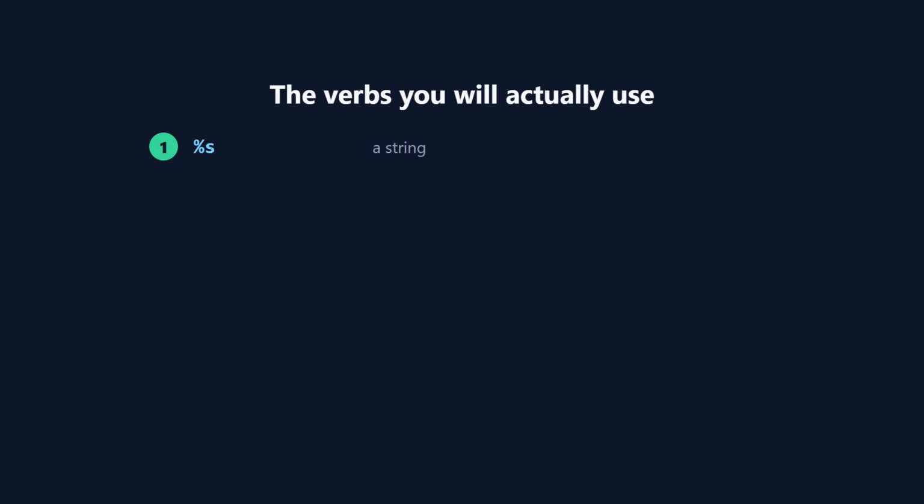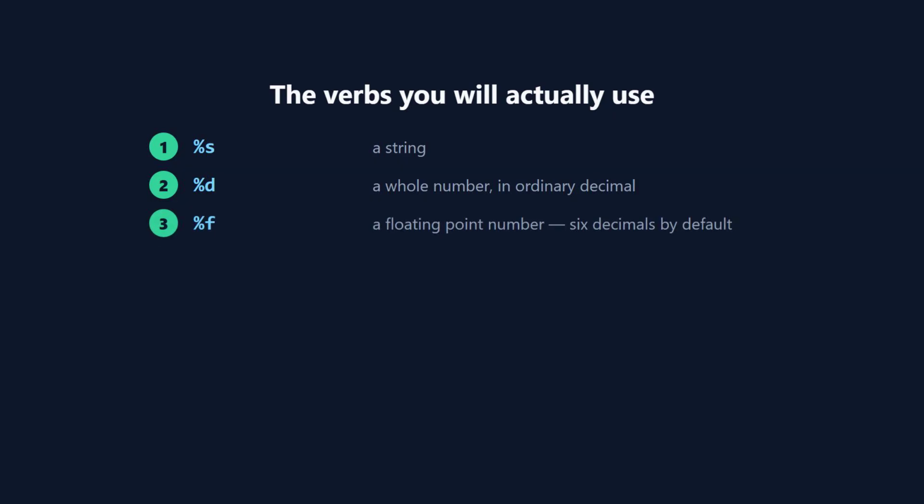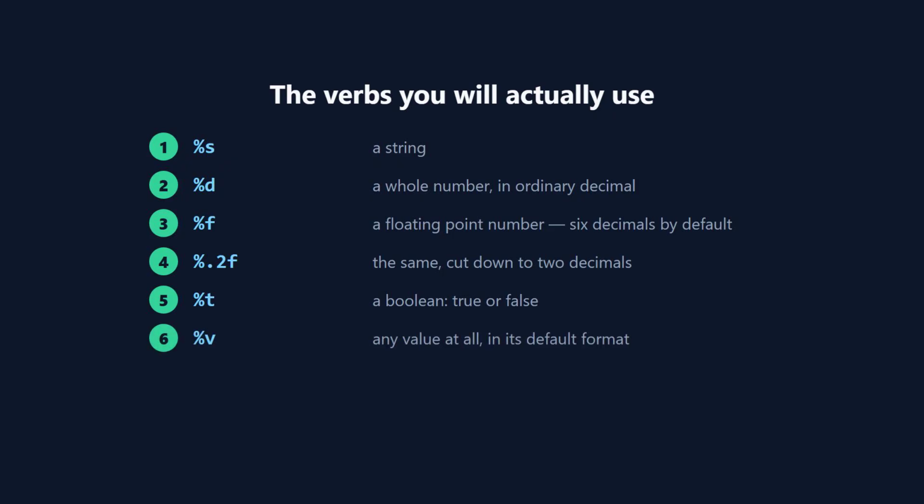%s for a string. %d for a whole number in ordinary decimal. %f for a floating point number. On its own, it gives you 6 decimal places, which is usually more than anybody wants. So %.2f cuts it down to 2 decimals. You can put any number in there. %t for a Boolean, true or false. %v is the "I just want to see it" verb. Hand it almost anything and it prints something sensible.